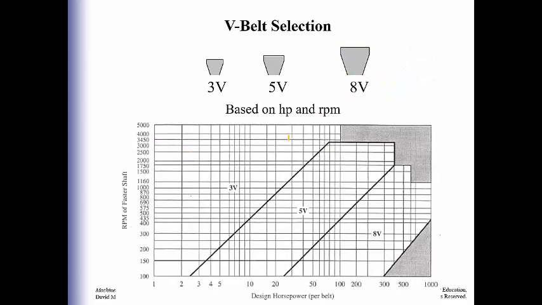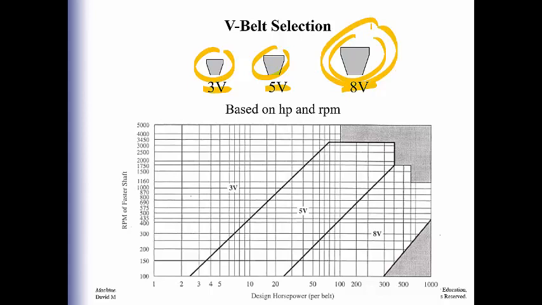All right, there's three main types of what we call V belts: a 3V, a 5V, and an 8V, and this has to do with the cross-sectional area of the belt. These pictures right here are just cross-sectional areas. The bigger the number, the bigger the cross-sectional area. So you can imagine that something that has a lot of cross-sectional area is going to be able to have more energy applied to it, if you will.